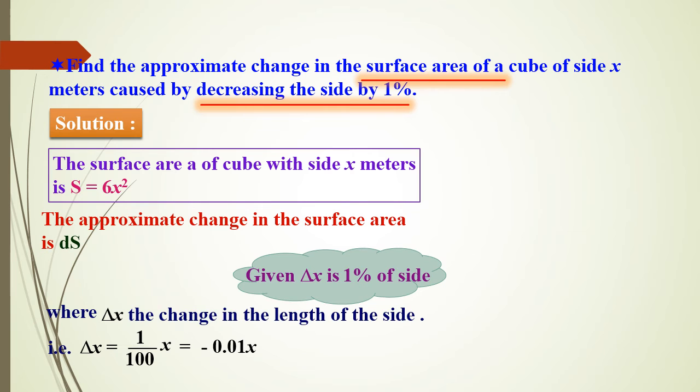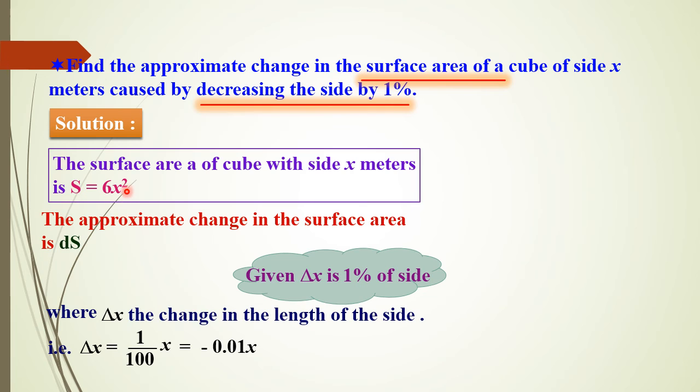In this problem, when the surface area of the cube is decreasing by 1%, it can be written as delta x equal to minus 1% into x. Minus, because x, the side of the cube, is decreasing by 1%. The surface area formula of the cube is S equal to 6x square. S is the surface area of the cube, x is the side of the cube.